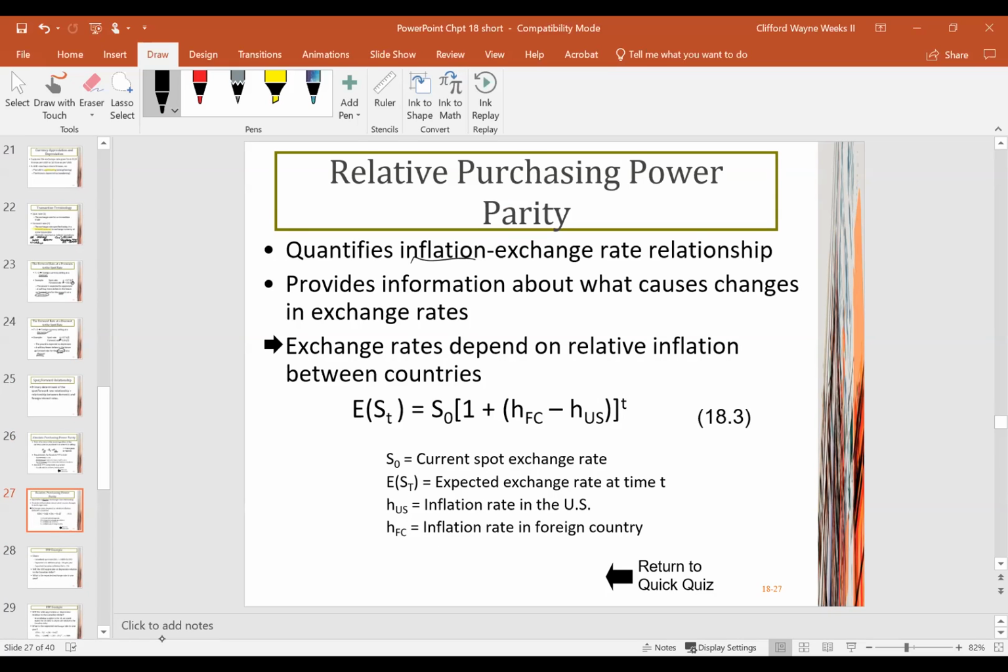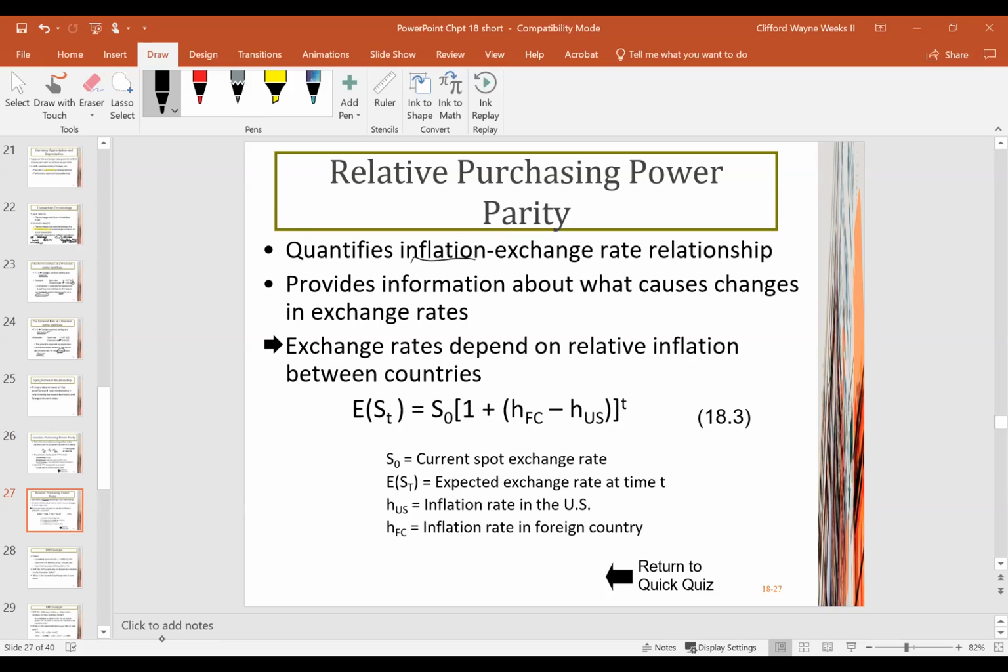So if you were to buy, let's say, a box of cereal before this pandemic, that box of cereal cost us maybe, at Aldi's, $1.39. But now, because they've dropped all the interest rates, our dollar has gotten weaker, hasn't it? And so now it takes more dollars to buy that same box of cereal. So relative purchasing power parity provides information about what causes changes in the exchange rate. And really it comes down to inflation. The exchange rate depends on relative inflation between the different countries.